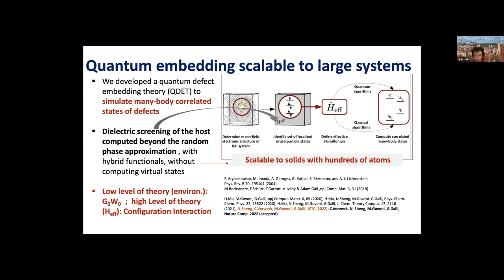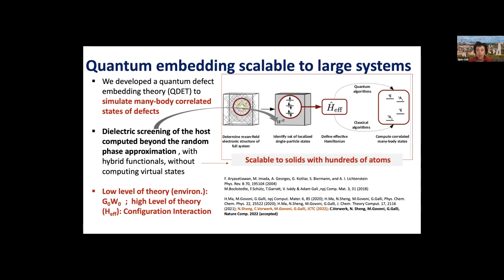The embedded region contains a number of electronic states related to a smaller region. Although the embedding is not done in real space, the embedding is done based on the electronic states. We then derive an effective Hamiltonian that we can diagonalize both on classical computers and on quantum computers to get correlated many-body states.